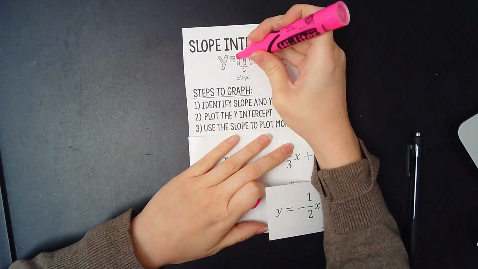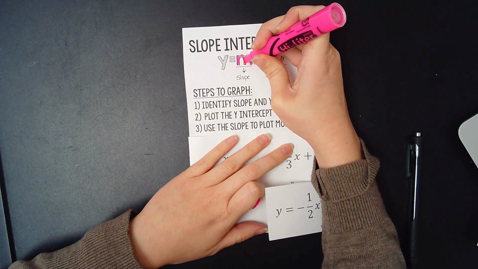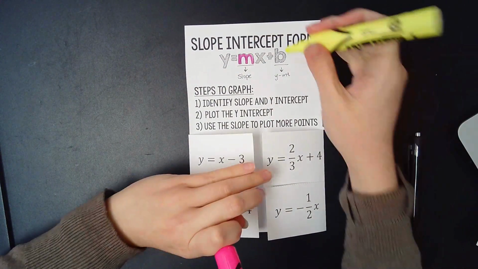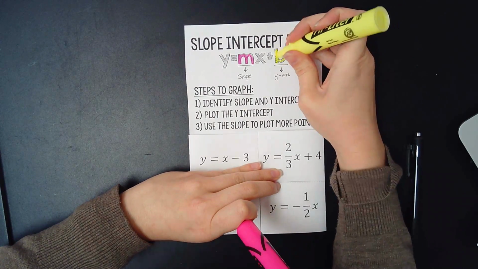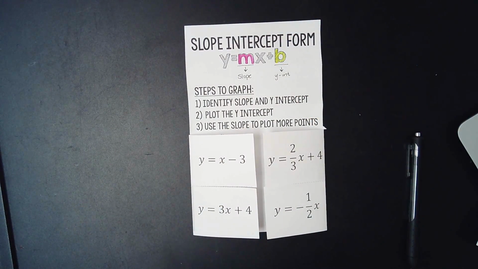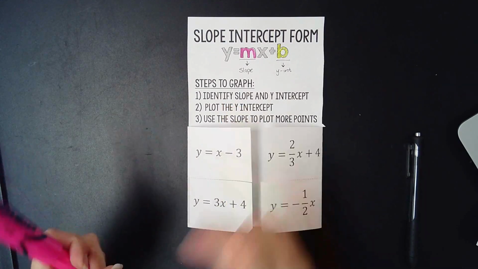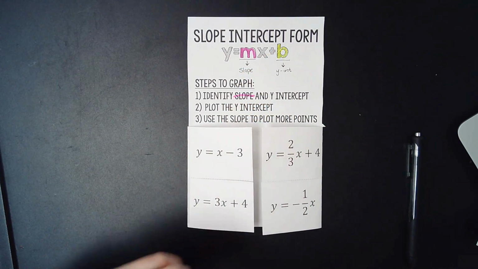So your slope is, on a graph, we're looking at rise over run. And the y-intercept we learned about in Unit 2. Y-intercept is the point where our function crosses the y-axis. So when we're graphing an equation that's in slope-intercept form, our first step is to look at the equation and find the slope and find the y-intercept.